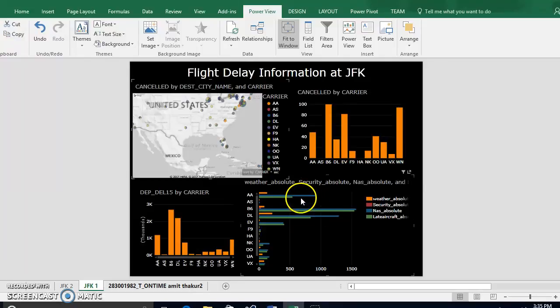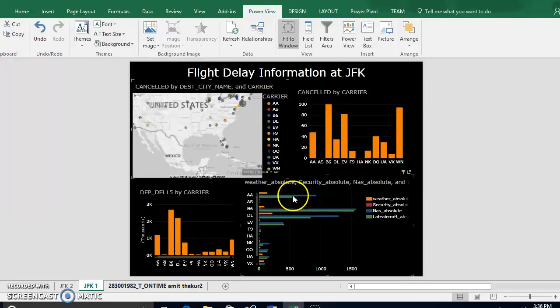In fact, when we look at American Airlines, you can see that there are around 120, 130 cases of the flight being delayed due to weather. In fact, other airport reasons have contributed to almost 900 reasons for delay, and the late aircraft arrival has contributed for around 500 instances of the flight being delayed.